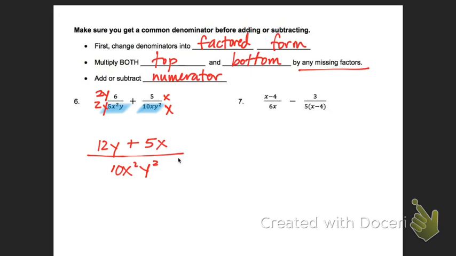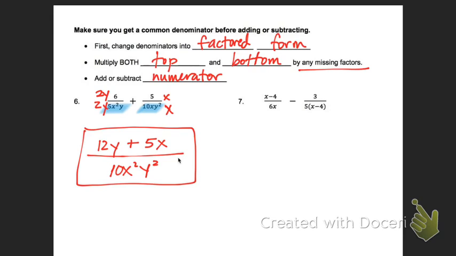Can I do anything from here? Nope. I'm done. I can't simplify the top any. So I am done. I don't like how simple it sounds.